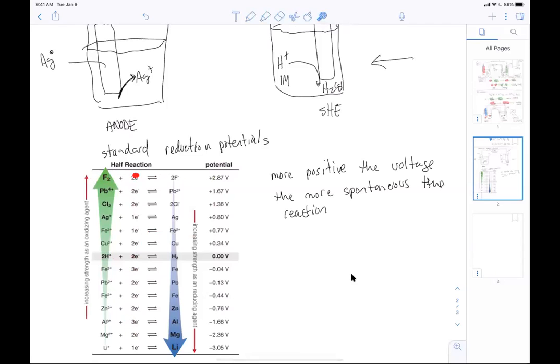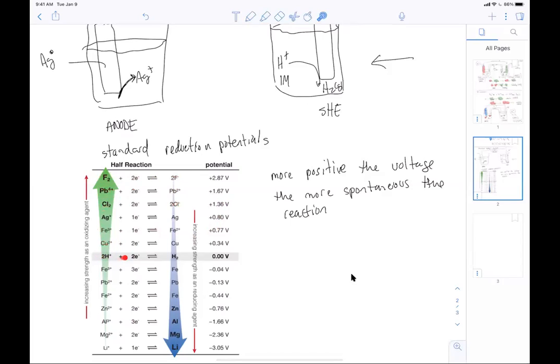If I take fluorine, I can add 2 electrons and make fluoride. That makes sense, right? Fluorine's in group 7. We know group 7 wants to pick up electrons to become like noble gas configurations. If we look at lead, lead plus 4 is easily reduced to lead plus 2. Chlorine is easily reduced to chloride. These all have positive voltages associated with them.